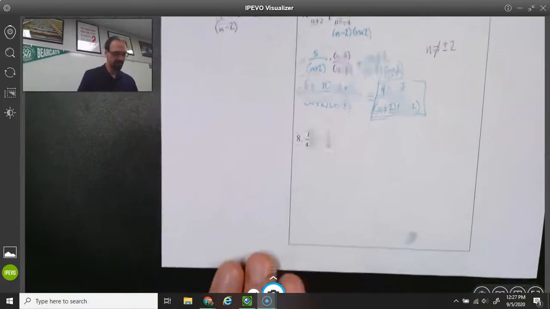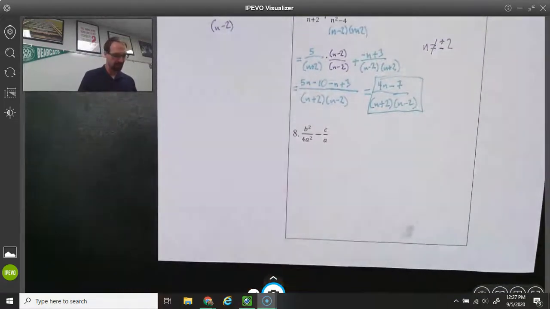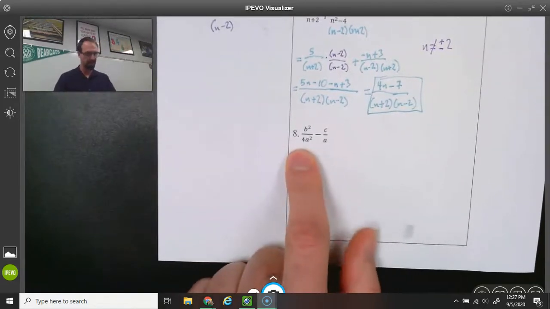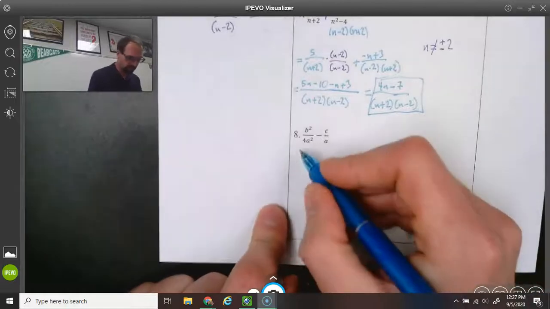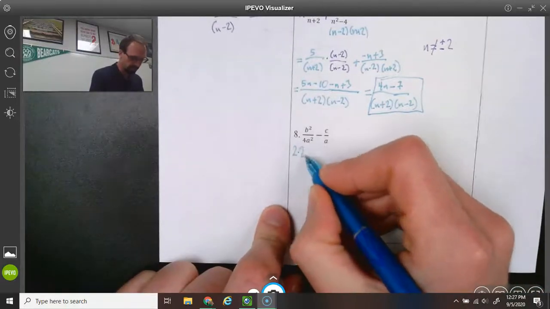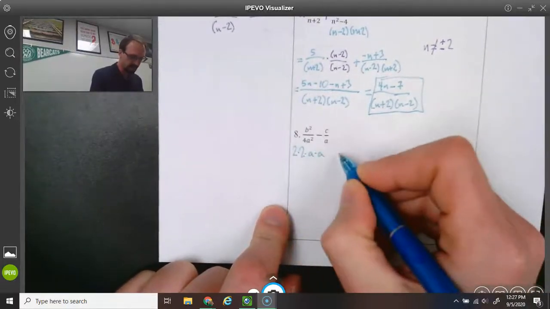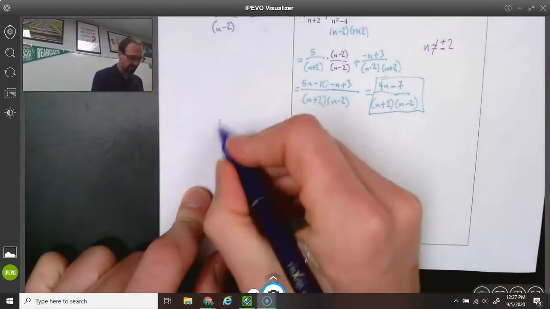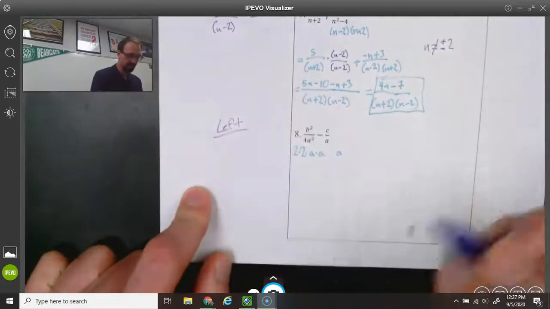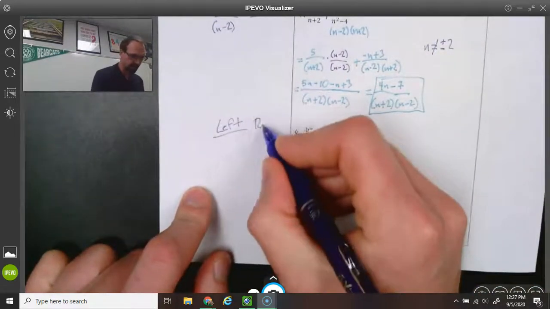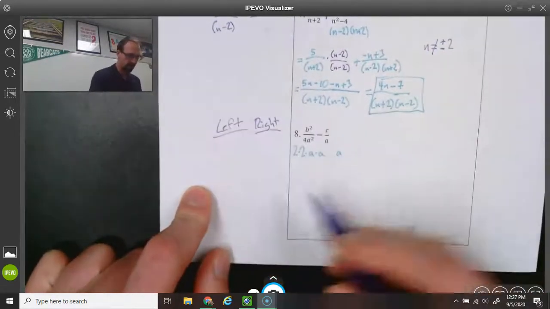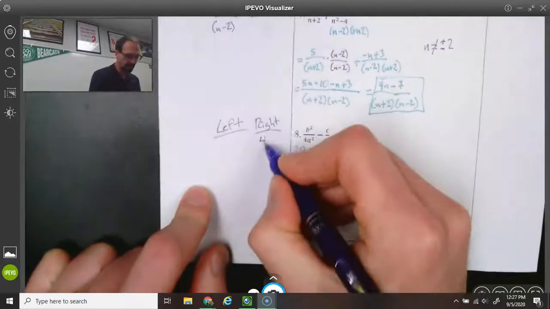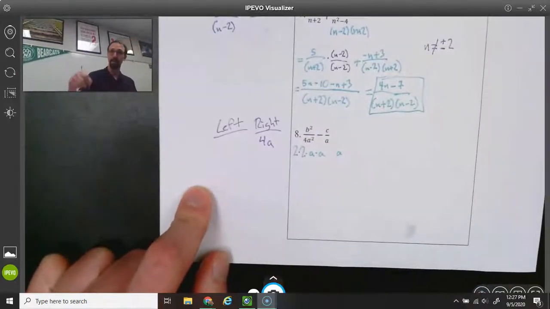8. So with 8 down here on the bottom, we've got b squared over 4a squared minus c over a. So if I factor everything from the 8, what I end up with in the denominator for this first one is 2 times a, and then just an a in the denominator for the second one. So for my left-hand and right-hand side, my left-hand side needs nothing because it already has the a that the right-hand side needs. The right-hand side, however, needs, looks like a 4 and an a. So 2 times 2 and then an a as well.